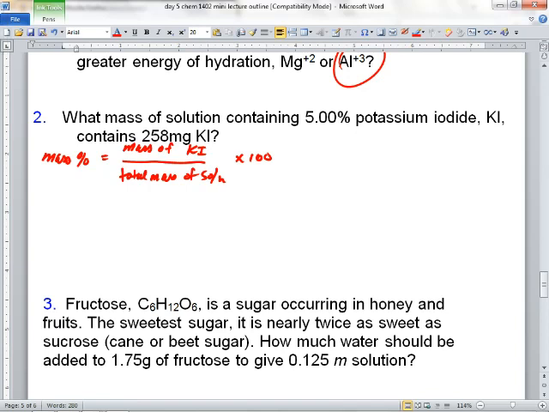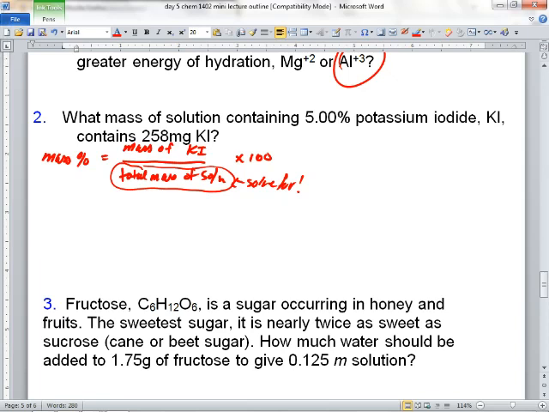So Grace, what are we after in this question? What part of this equation, which variable are we trying to solve for? Mass of the KI? Mass of solution? You agree? Yeah. Because the very first part is what mass of solution. So they're after that total mass of solution part. This is what they want you to find. Let's solve for him. That means we have to know the other two.